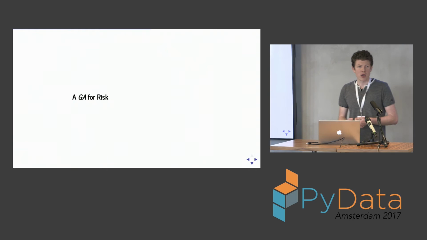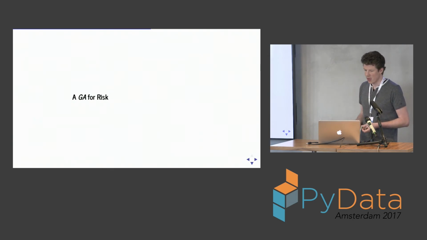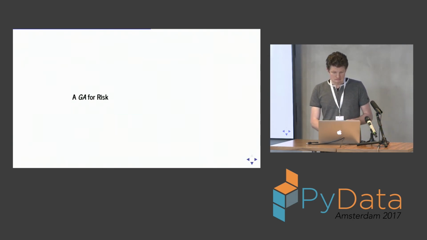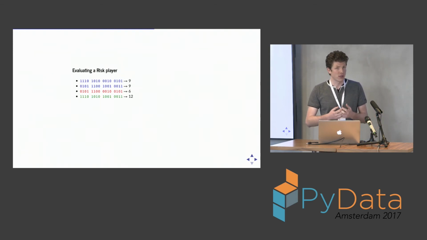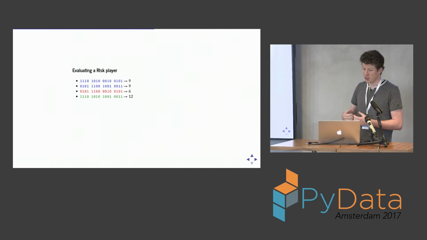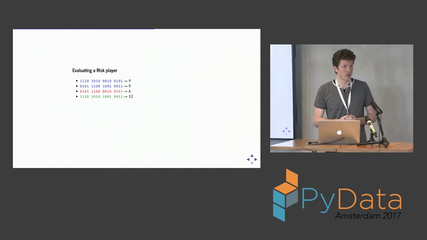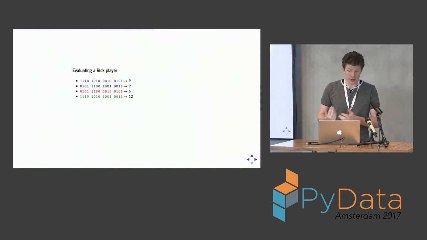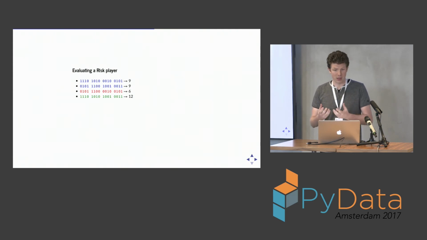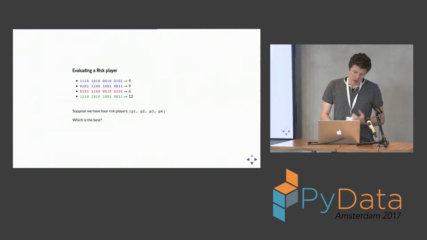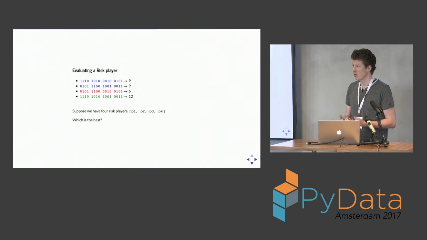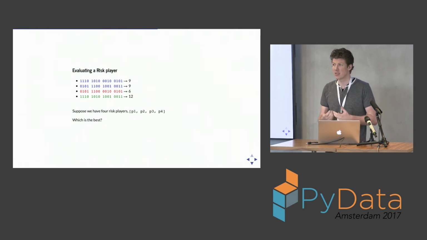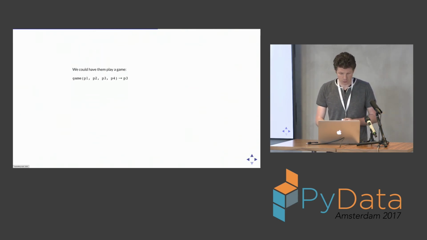So now let's think about a genetic algorithm for Risk. How would you do this? There's a little problem, because like in the example before, we had these solutions and we had an evaluation function that tells us exactly how good our solution is. It says 9 or 6 or 12, and then I know 12 is the best. But of course, suppose we have 4 Risk players, player 1 through player 4, then which is the best? I don't have an evaluation function that tells me exactly how good this player is.